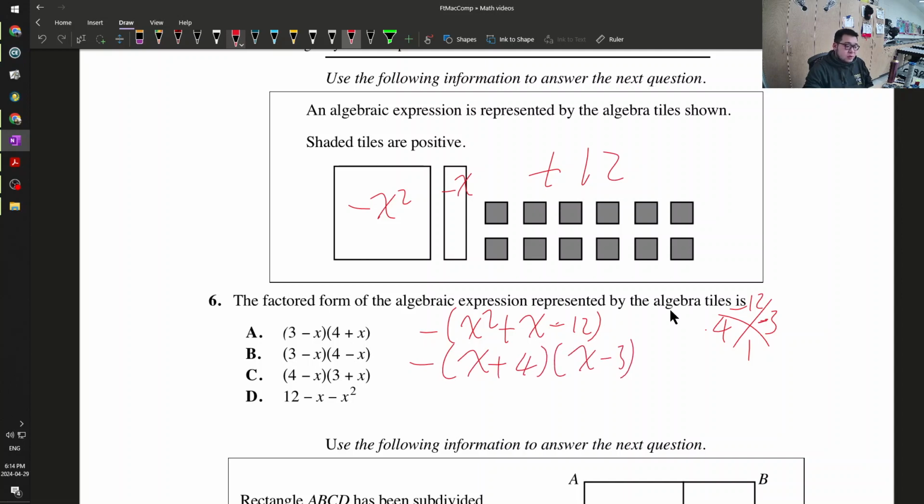So now, obviously D is not right because it's not the factored form. So I have x minus 3. If I factor in the negative 1, then I have x plus 4 times, so negative times negative is positive, so positive 3 minus x. So which one of these looks like this? It looks like the answer is A. So 6 is A.